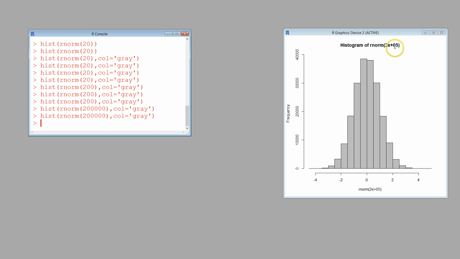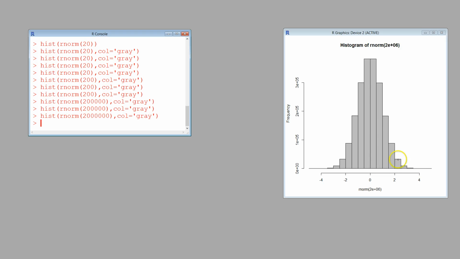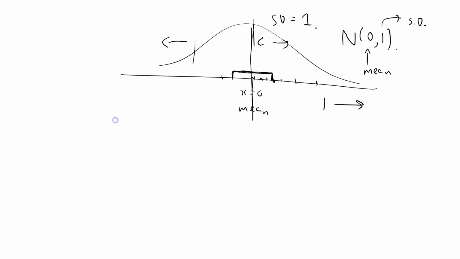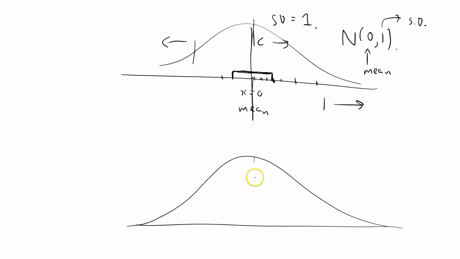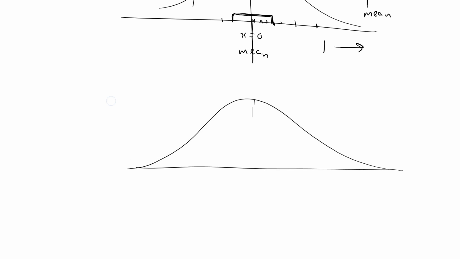Oh, that was 200,000, not 2 million. I can change that though. I think I was counting my zeros wrong. Put another 0, and that's 2 million. And we can see it's hardly made any difference because 200,000 was plenty of observations. Let's just go back to our picture of this distribution here. And what we're seeing here is a sort of histogram of our nice smooth Gaussian curve.